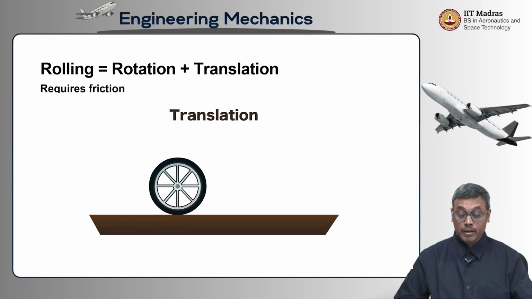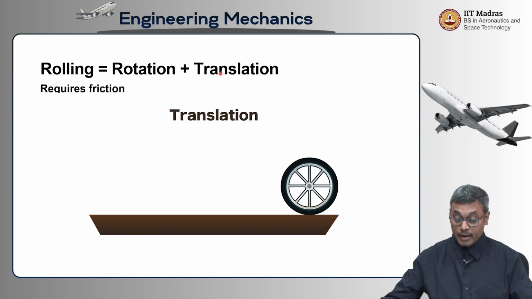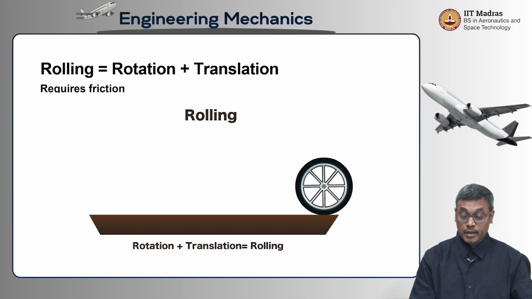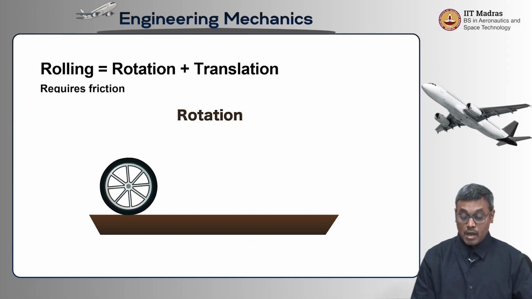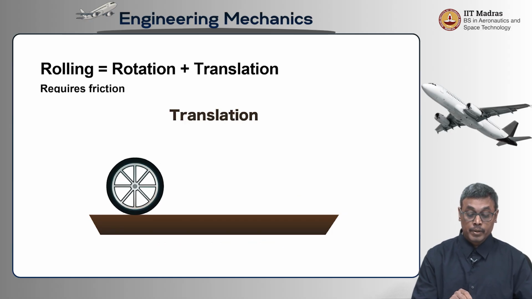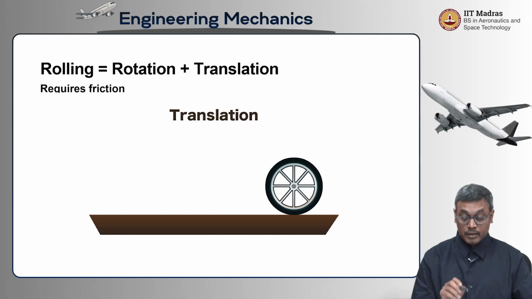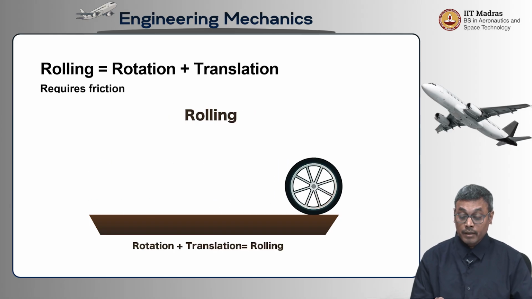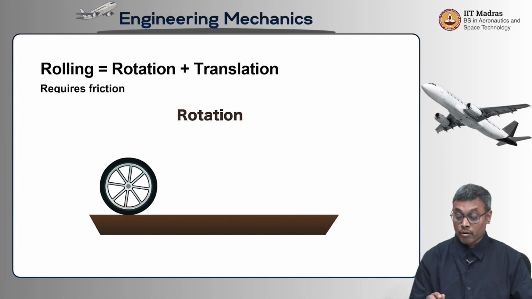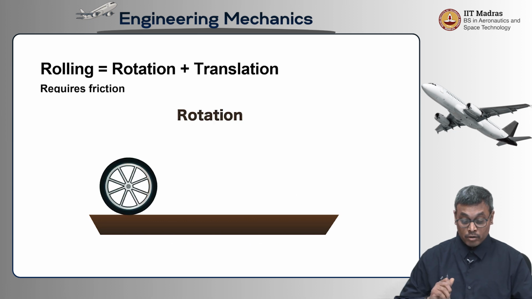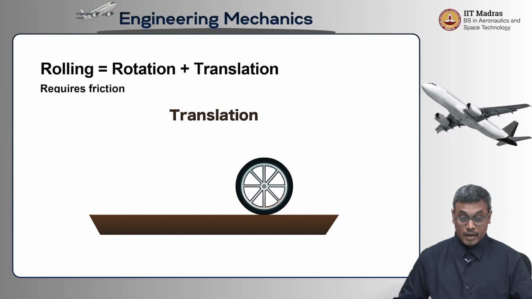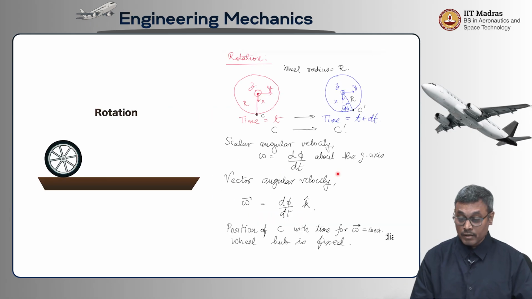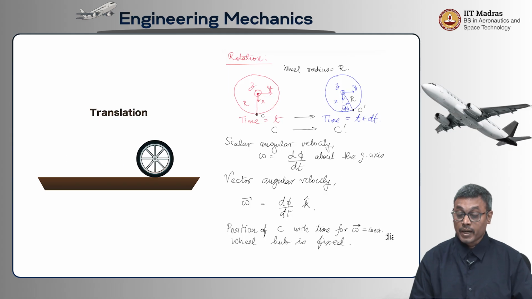Rolling is nothing but rotation and translation rolled together. So you take an object which is rotating in place, the hub is fixed. Take the same object, translate the hub without any rotation, add these two motions, and you get rolling. And the object basically rolls as we find intuitively appealing. So how do we describe this mathematically?